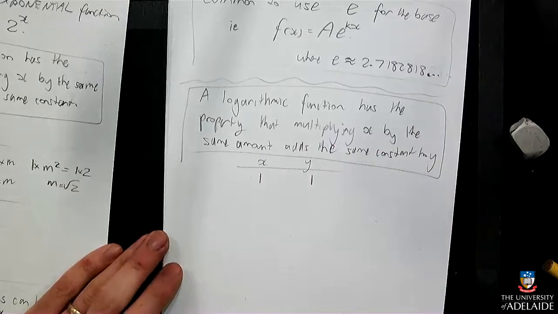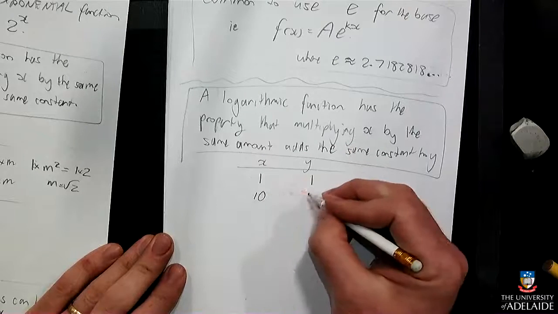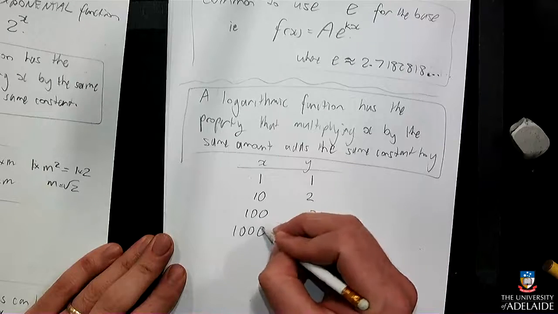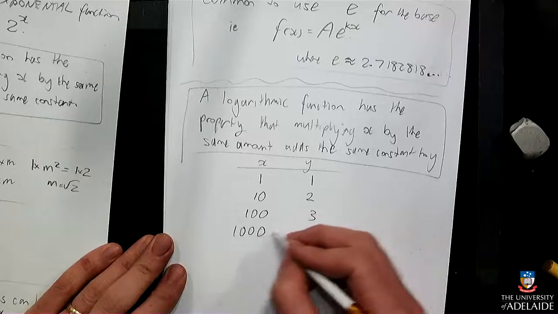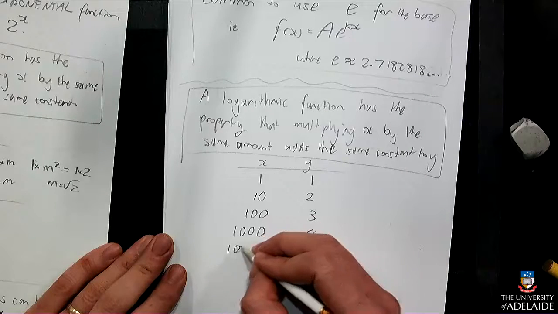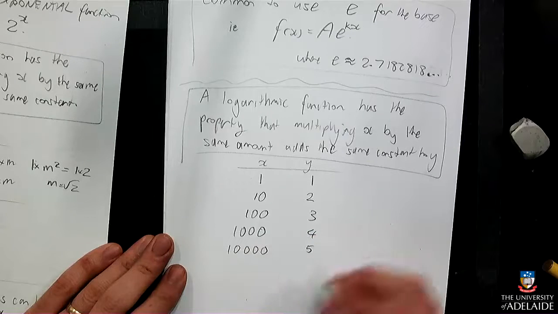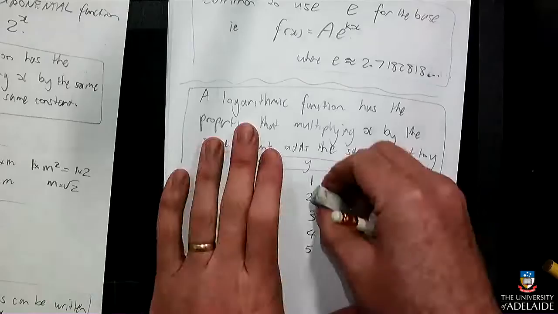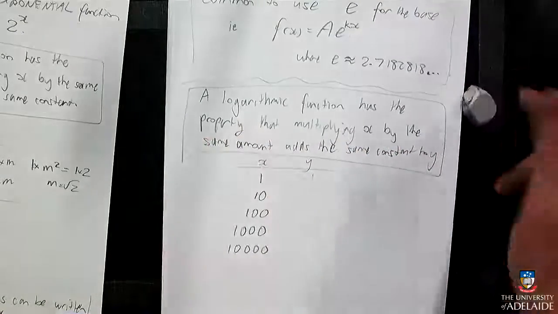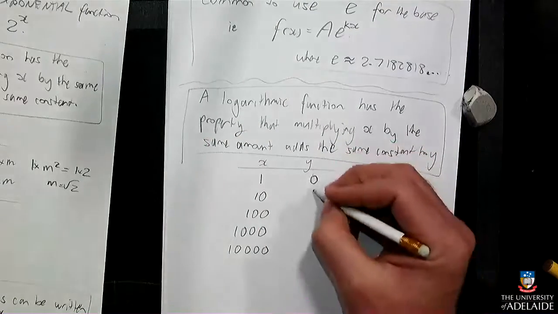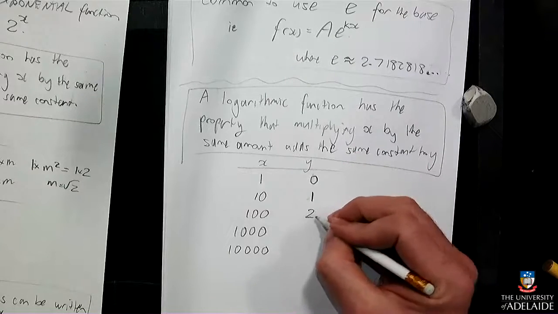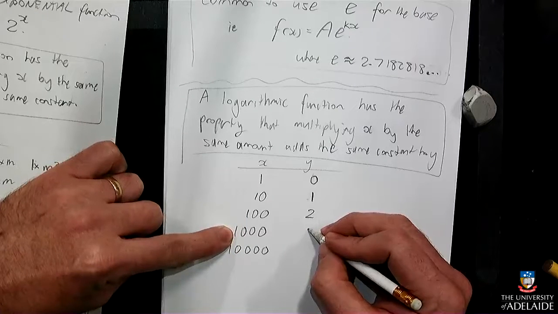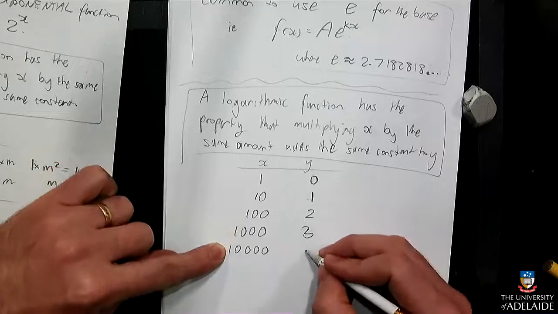If 1 has 1 digit, 10 has 2 digits, 100 has 3 digits, 1,000 has 4 digits, 10,000 has 5 digits. Actually, even better, you used to just count how many zeros there were. 1 has 0 zeros on the end, 10 has 1 zero, 100 has 2 zeros, 1,000 has 3 zeros, 10,000 has 4 zeros.